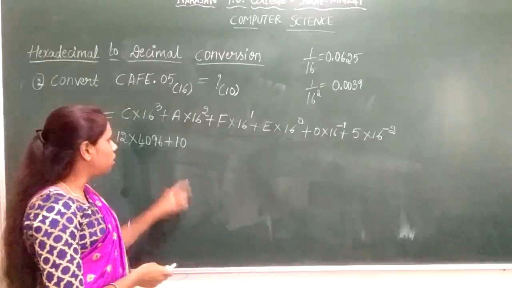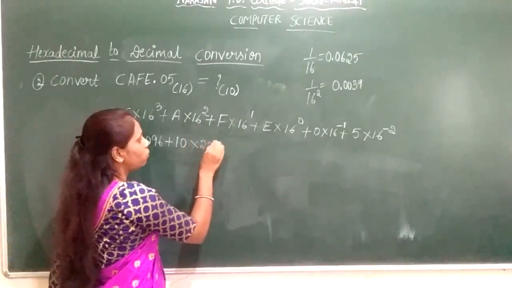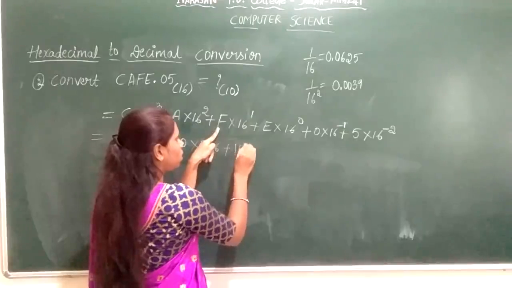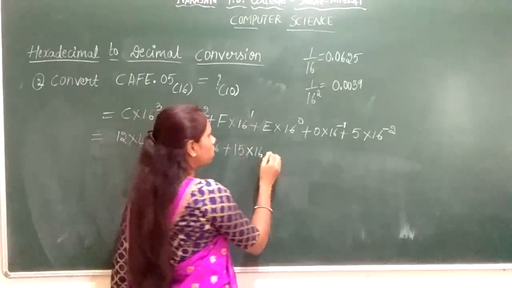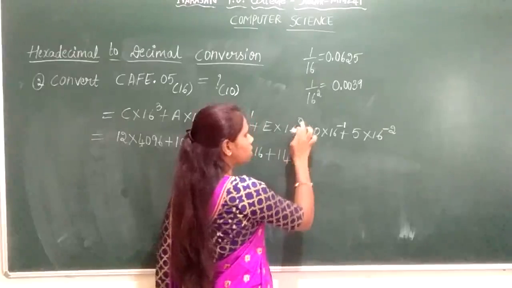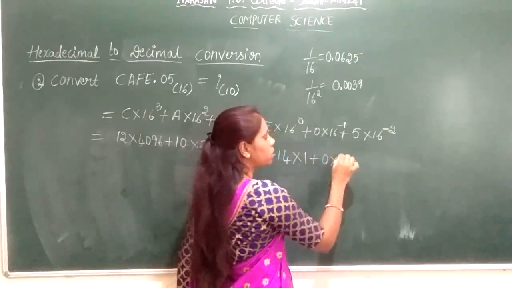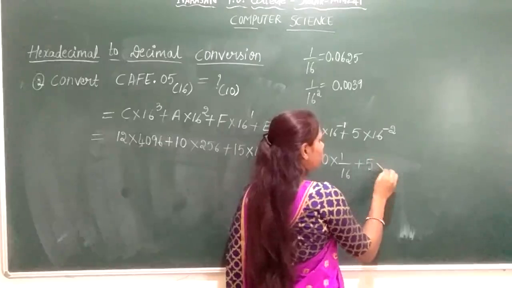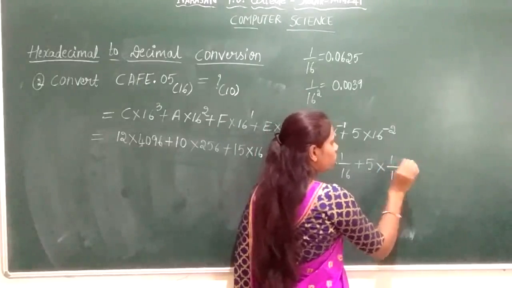Value of A is 10 into 16 power 2. 16 into 16 is 256 plus F is 15 into 16 power 1 is 16 plus E is, value of E is 14 into 16 power 0 is 1 plus 0 into 16 power -1 can be written as 1 divided by 16 plus 5 into 16 power minus 2 can be written as 1 divided by 16 power 2.